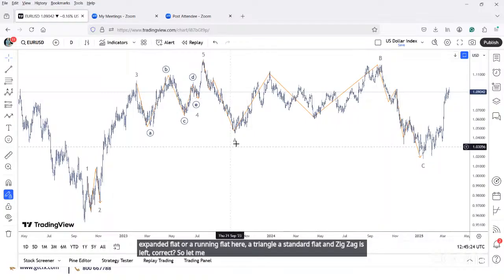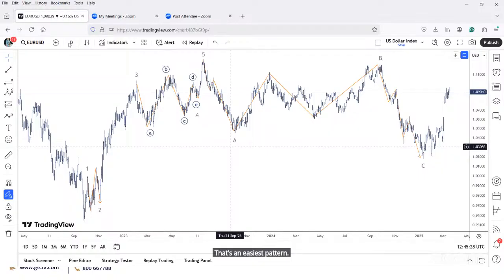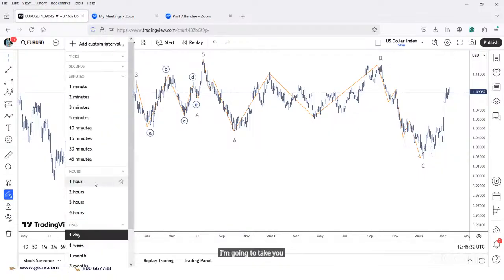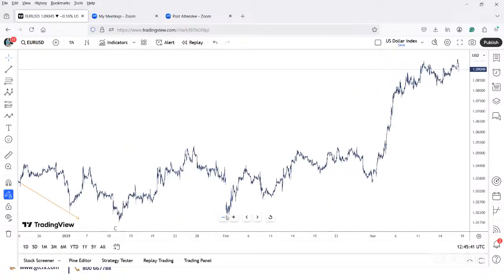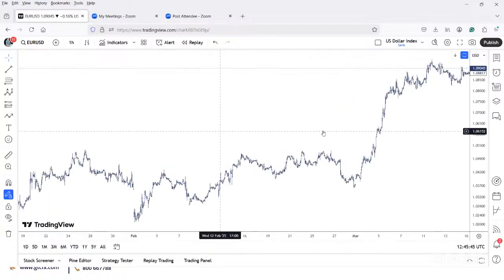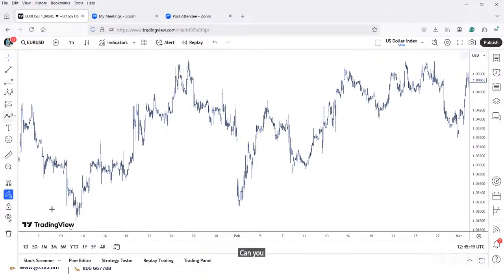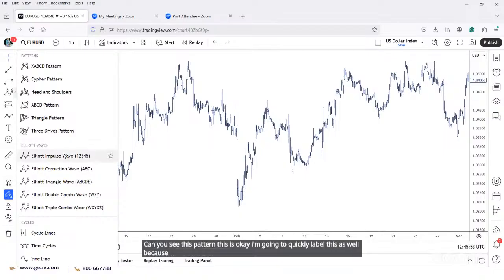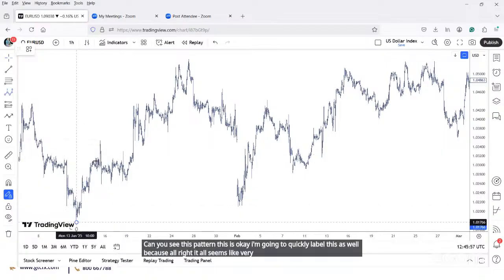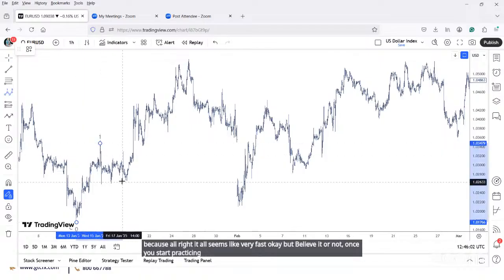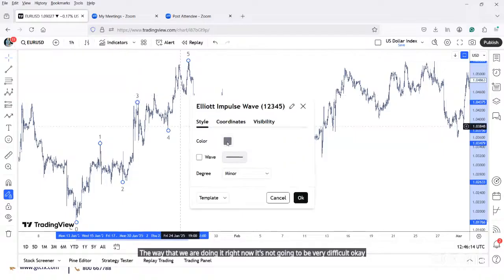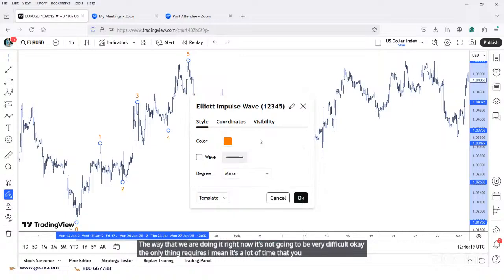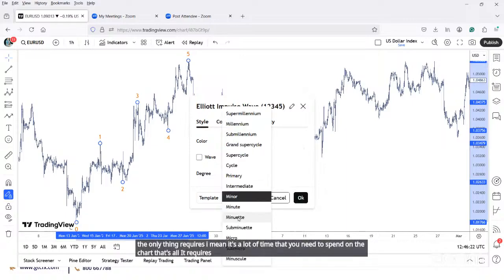So let me try and show you how a zigzag would look. That's the easiest pattern. I'm going to take you to an hourly chart very quickly. Can you see this pattern? I'm going to quickly label this as well. All right, it all seems very fast, okay? But believe it or not, once you start practicing, it is going to come quite easy, and the way that we are doing it right now, it's not going to be very difficult, okay? The only thing it requires is a lot of time that you need to spend on the chart, that's all.